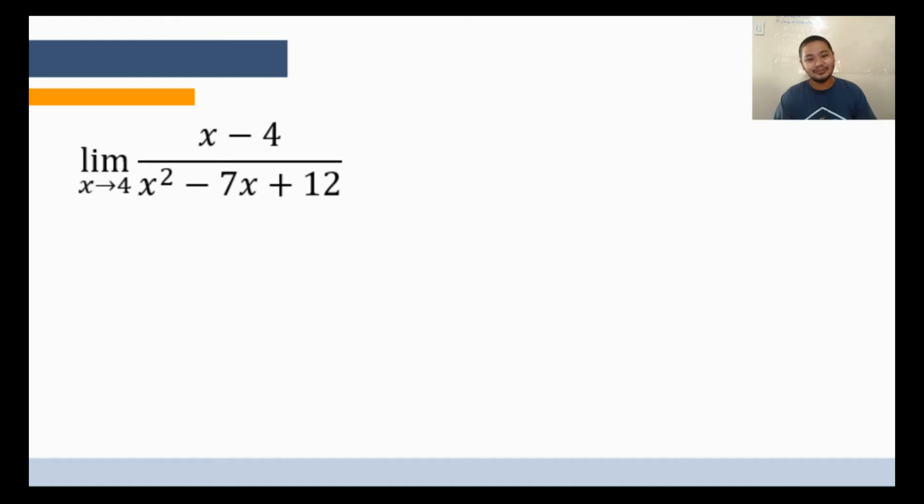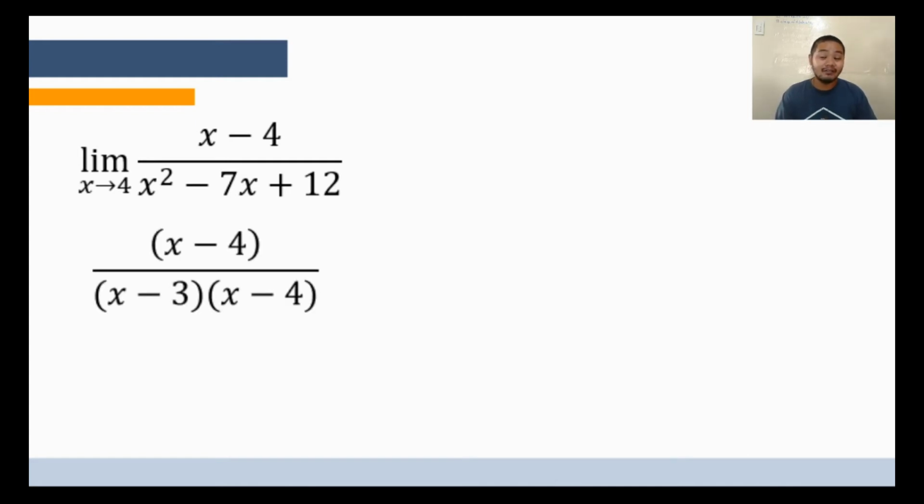So, again, na-achieve na naman natin yung 0 over 0. So, ang gagawin natin dito, factoring. Yung denominator natin, factoring general trinomials. So, paano natin gagawin yan? Yung numerator, same pa rin, x minus 4. Yung denominator, that would be equivalent to the quantity of x minus 3 times the quantity of x minus 4. Maka-cancel na yung x minus 4. So, ang matitira dito is 1 over x minus 3.